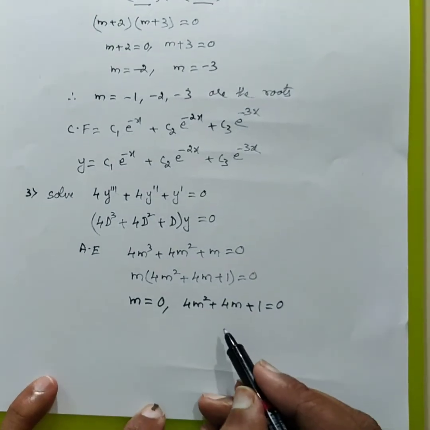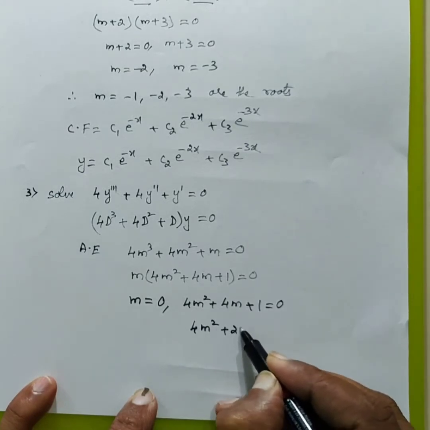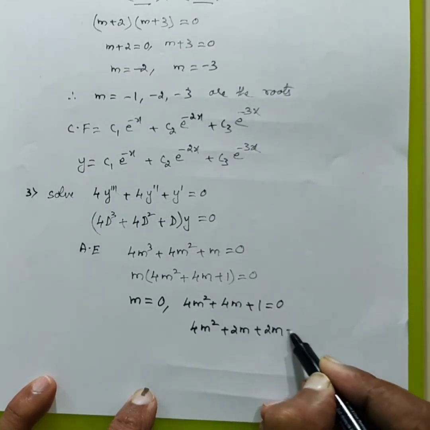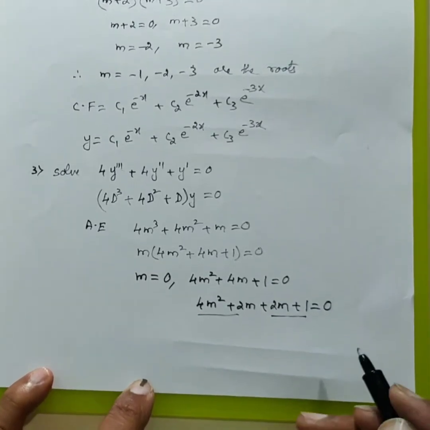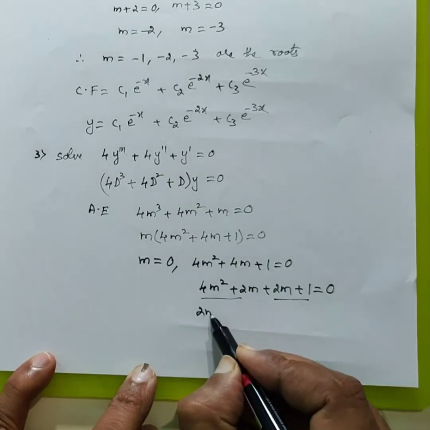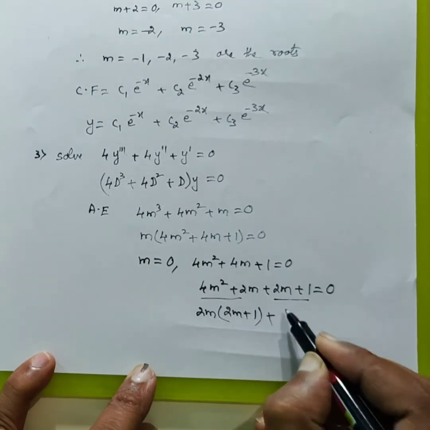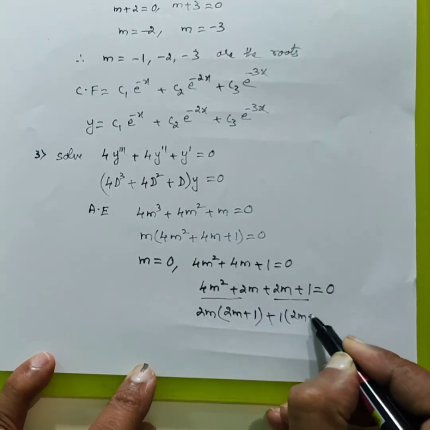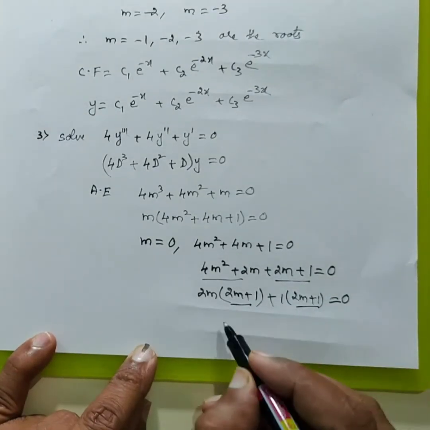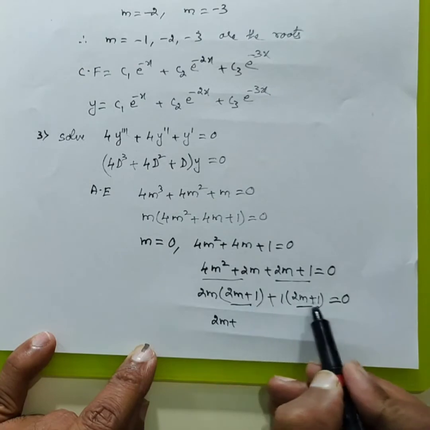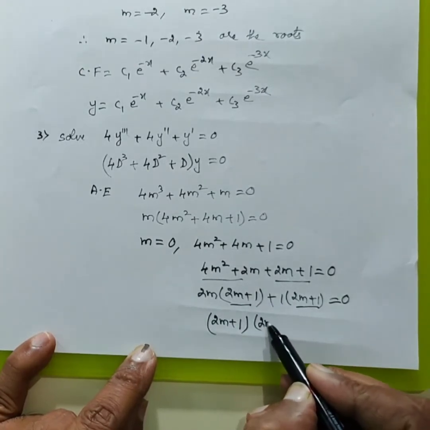If you try to factorize this expression, you have 4m squared plus 2m plus 2m plus 1 equals 0. You can group the first two terms and the last two terms. You have 2m as common here, so you will be left with 2m plus 1. Here just 1 is common, so 2m plus 1. Taking 2m plus 1 common outside, I will be left once again with 2m plus 1 itself.